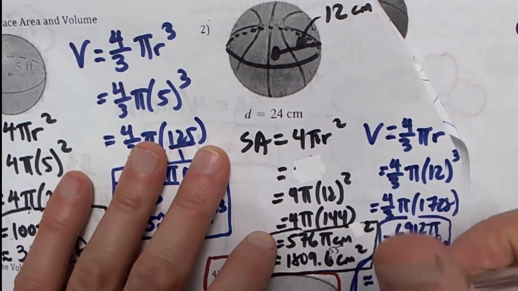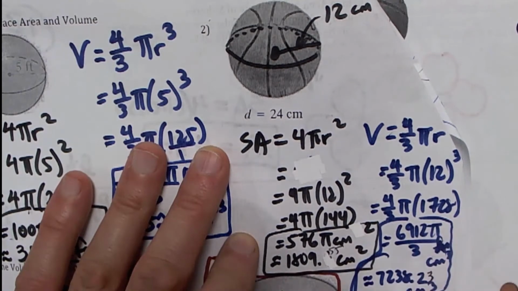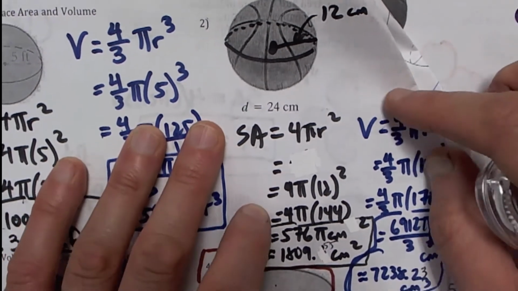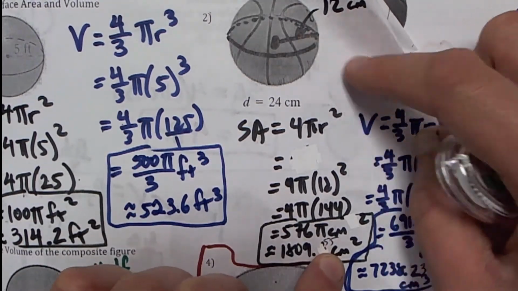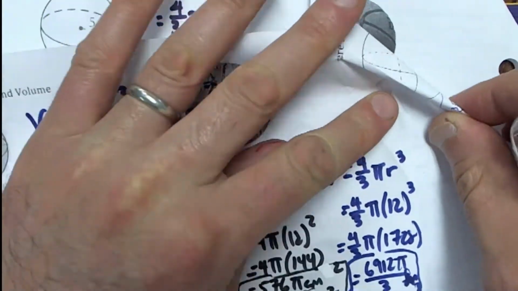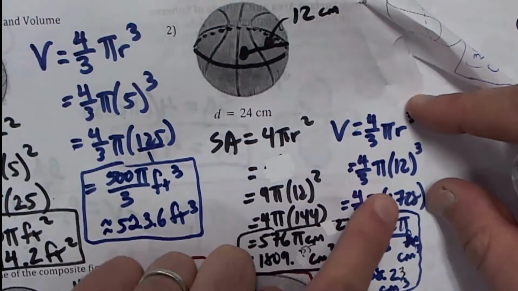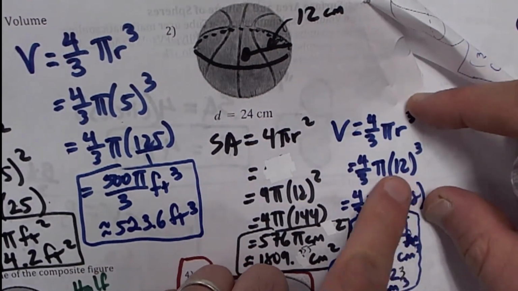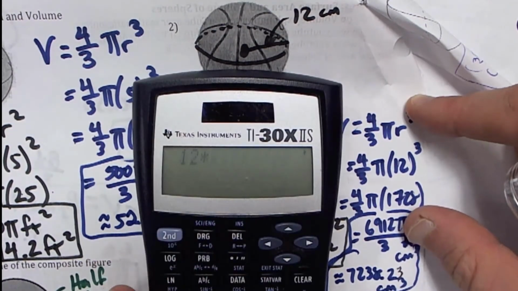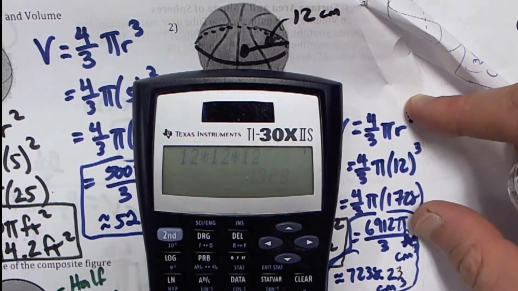That. And punch in your calculator, about 1809.55 centimeters squared. Okay, again, volume is 4/3 pi r cubed. Cut off here, pi r cubed. And so our radius is 12. So 12 times 12 times 12. You could say 12 times 12 times 12, 1728.